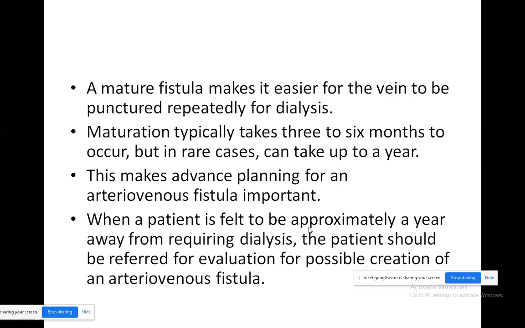Okay, when a patient is felt to be approximately a year away from requiring dialysis, the patient should be referred for evaluation for possible creation of an arteriovenous fistula. So if your patient wants to take this type of dialysis treatment, he may require some evaluation process for creating the arteriovenous fistula in the body. So after creating the arteriovenous fistula, that is a mature fistula in the body, then only will you continue the process of dialysis. So this plays a very important role in dialysis.